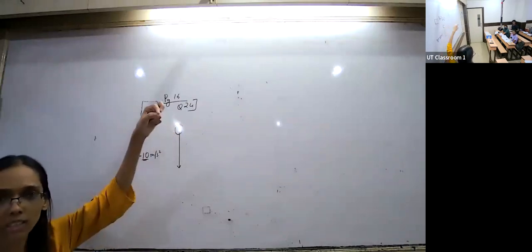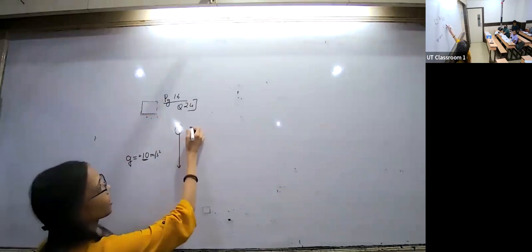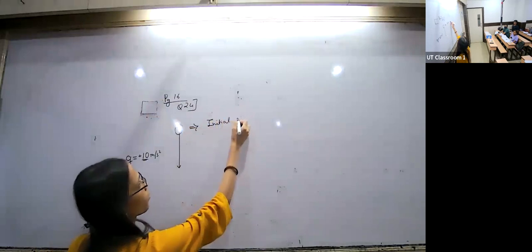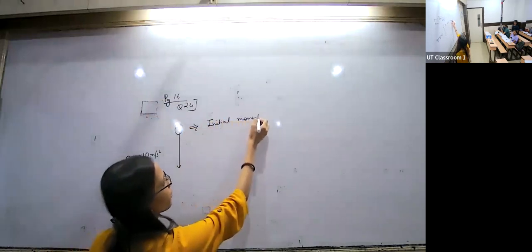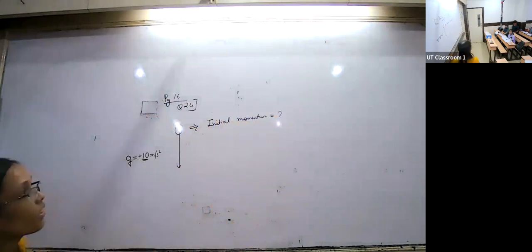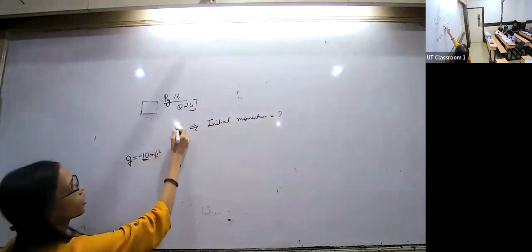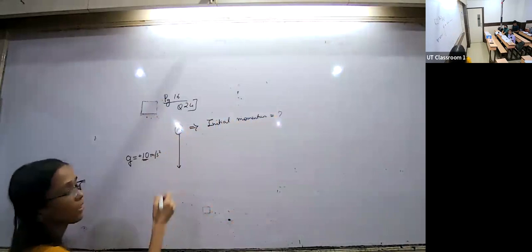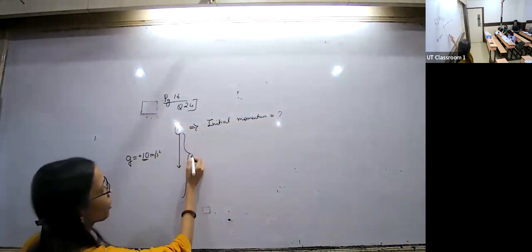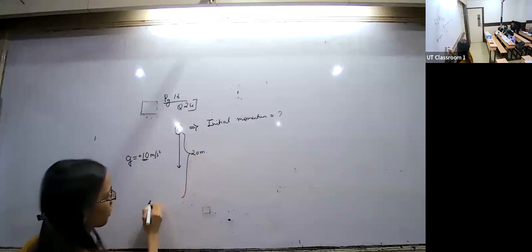Initially the body is dropped from here. You have to find out what is the initial momentum at this point. Initial momentum. What else have they given you information? Can you tell me? This is one thing, the mass is 2 kg. So 2 kg mass is dropped. What else have they given? Height 20 meters. So height is also given. So 20 meters is the height. Okay?